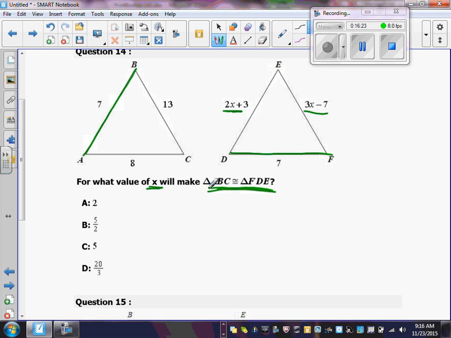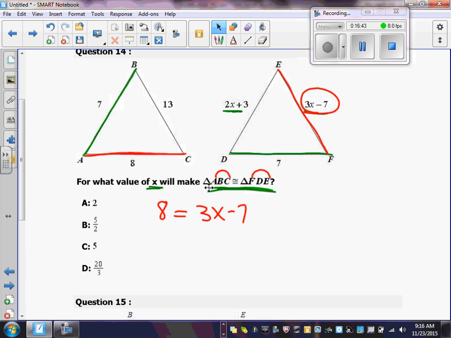Let's pick the 3x minus 7, which is EF. So I'm going to look at EF is congruent to AC, and AC is here. So those two sides are going to be congruent. So all you have to do is 8 equals 3x minus 7. And then you go ahead and solve for x.